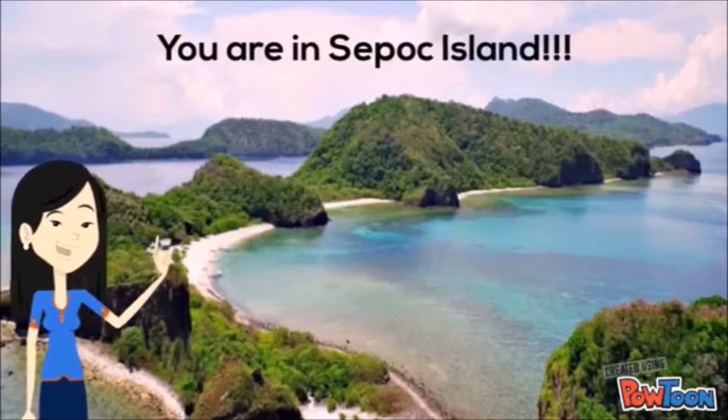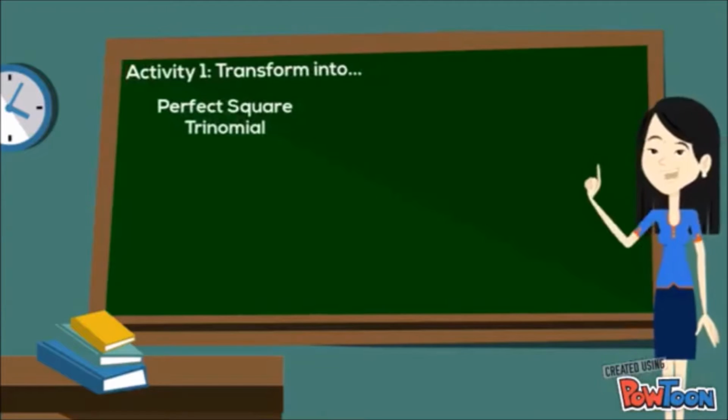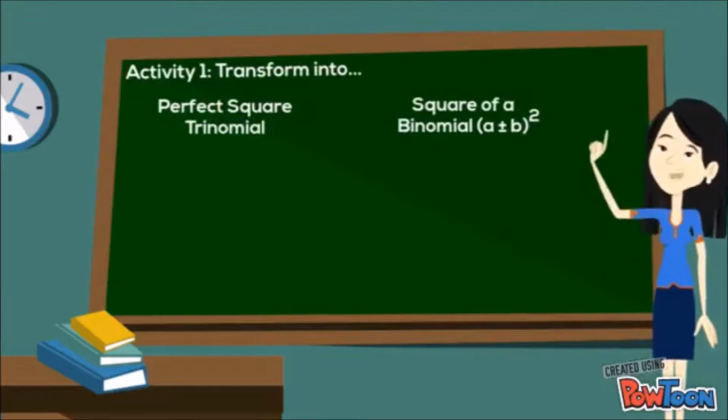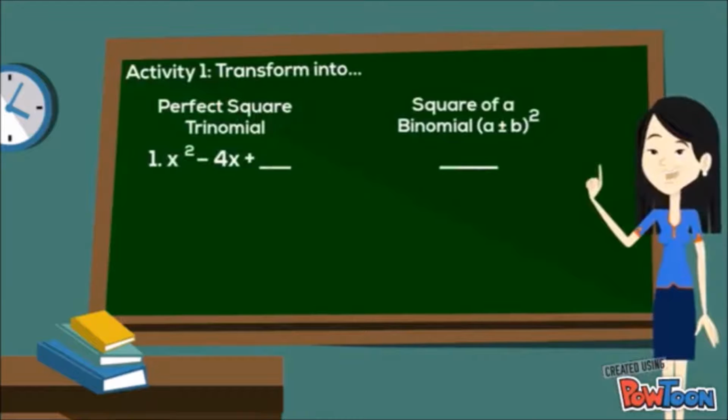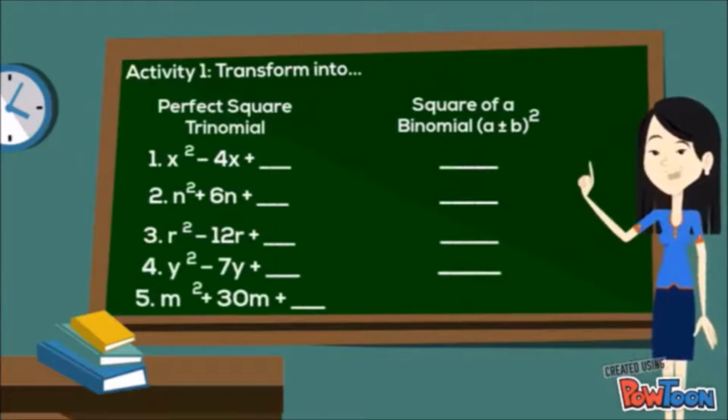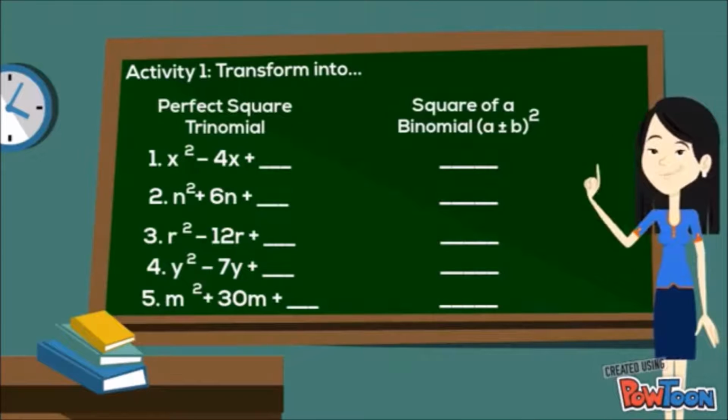You got the correct answer. Welcome to Sepok Island. Before we continue our lesson, let's have an activity first. The title of the activity is Transform Into. You already completed the perfect square trinomial. What you're going to do is transform it into a square of binomial. I will give you 3 minutes to answer the activity.